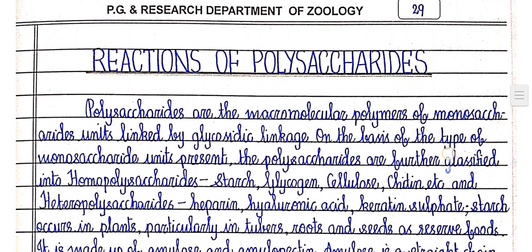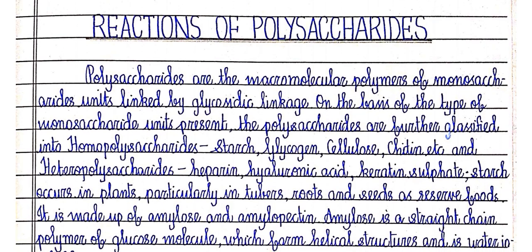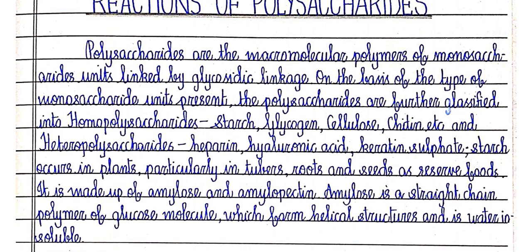After that, we are going to learn about reactions of polysaccharides. So far we learned some major reactions to test the presence of monosaccharides and disaccharides. Then later we are going to learn about reactions of polysaccharides. Polysaccharides are macromolecular polymers of monosaccharide units linked by glycosidic linkages.